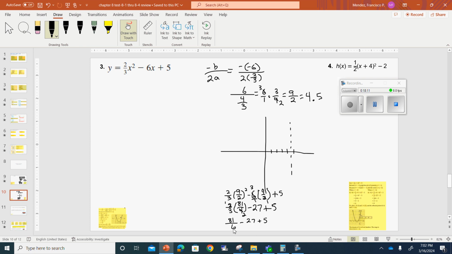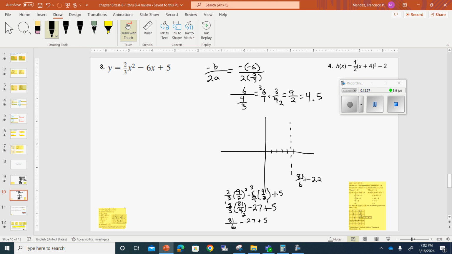All right, so now I have to say, what is 81 divided by 6? I know what negative 27 plus 5 is as a number, right? That equals negative 22. So why don't we write that over here: 81 over 6 minus 22, right? Remember, we take the big number minus the small number, keep the sign of the big number.